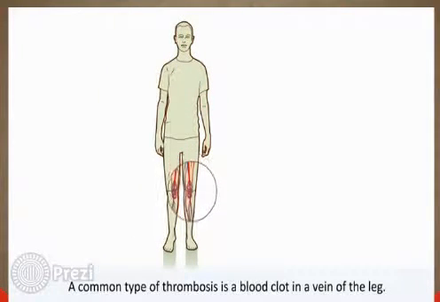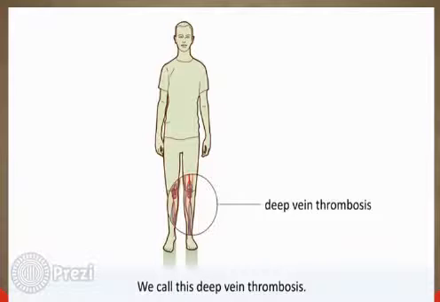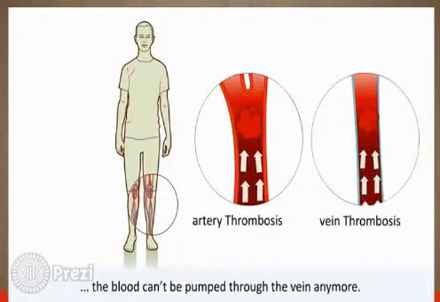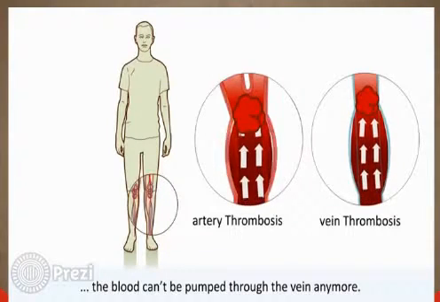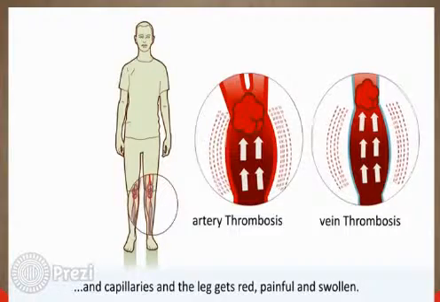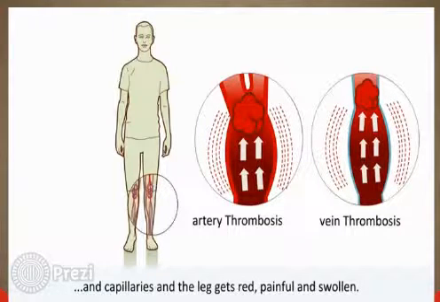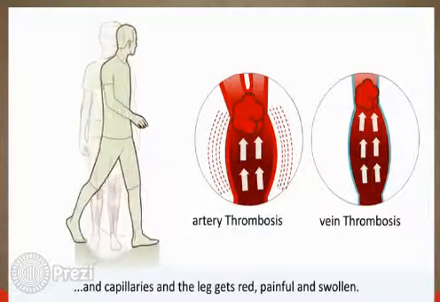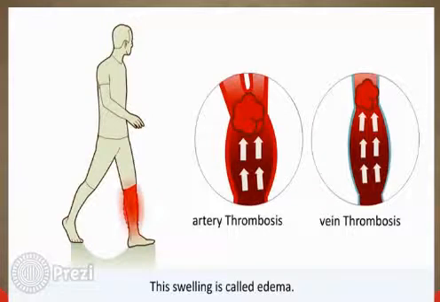A common type of thrombosis is a blood clot in a vein of the leg. We call this deep vein thrombosis. If the blood flow is obstructed, the blood can't be pumped through the vein anymore. This causes pressure in the deeper veins and capillaries, and the leg gets red, painful and swollen. This swelling is called edema.